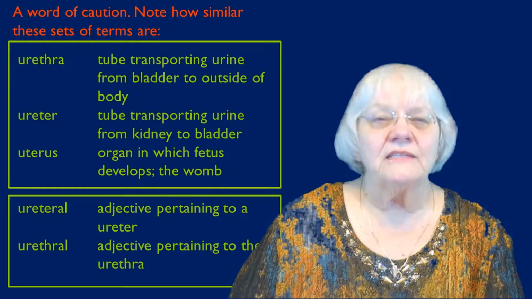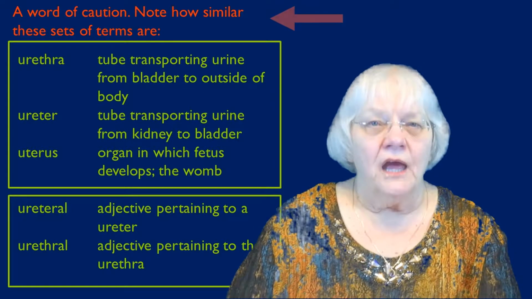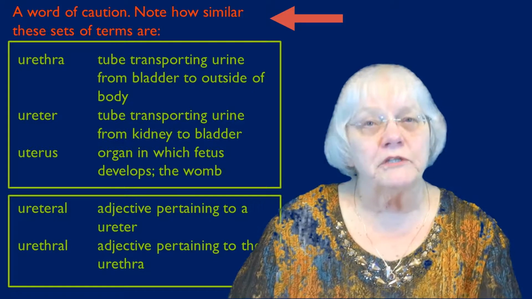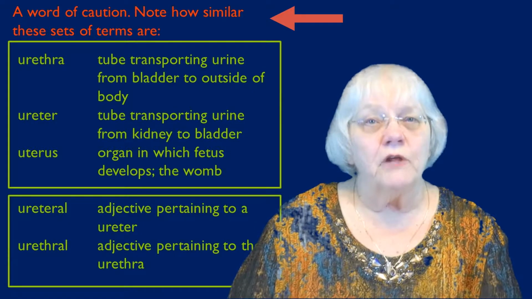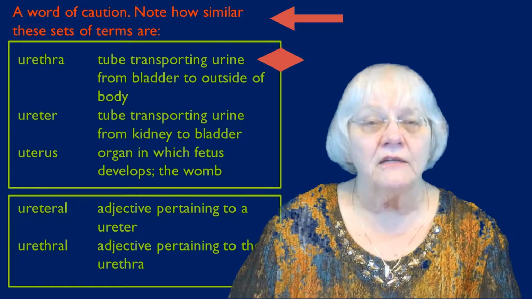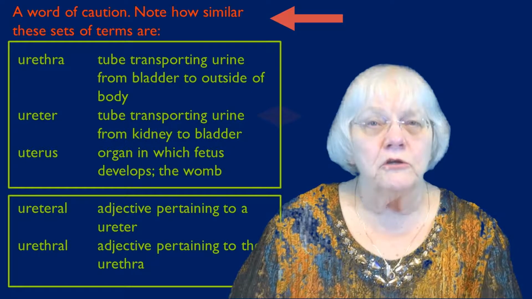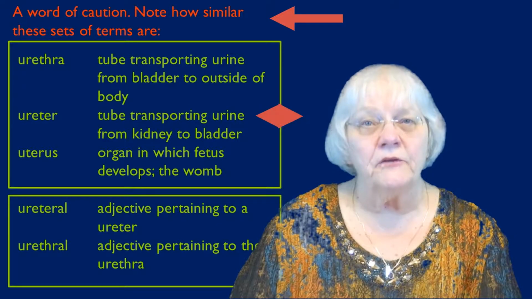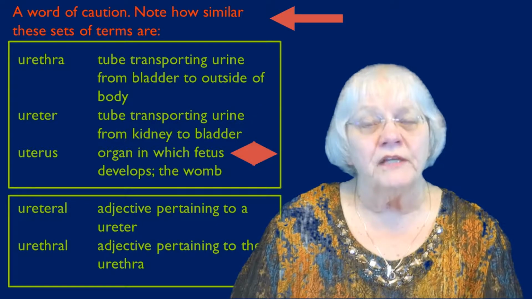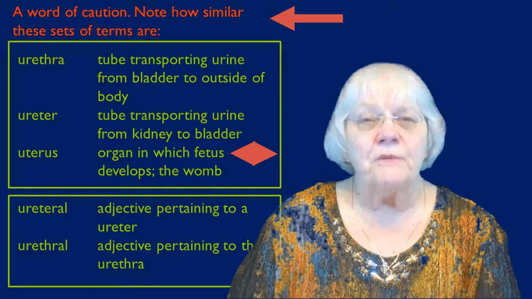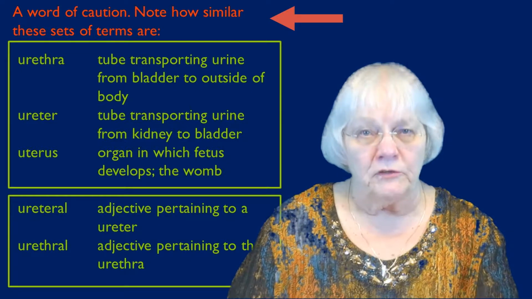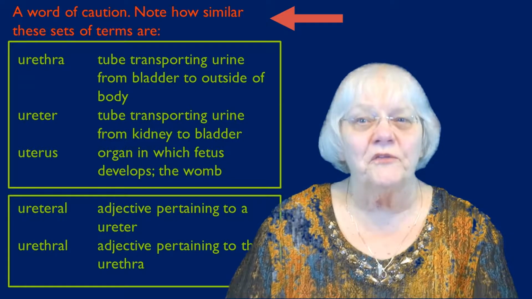Okay? So on the next slide, I have a note of caution. I have urethra, ureter, and then I threw in uterus for good measure. We've already studied those. Urethra leads from the bladder to the outside of the body. Ureter from the kidneys to the bladder. And then you know the uterus is the womb. It's where the fetus develops. And the reason I put that in there is that I have had students who actually got that confused, believe it or not. So you don't want to do that.